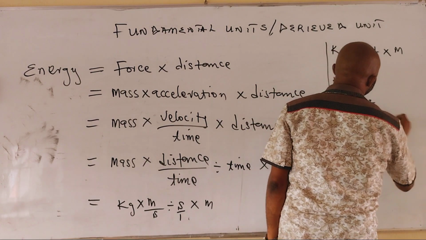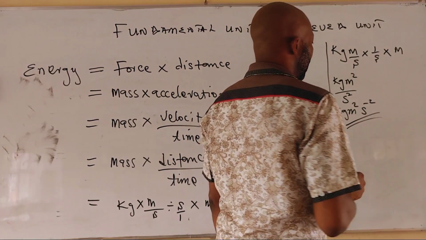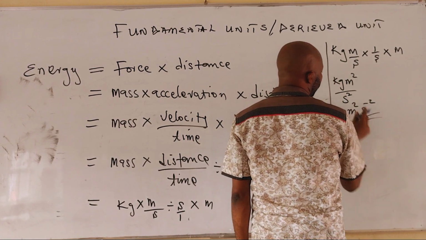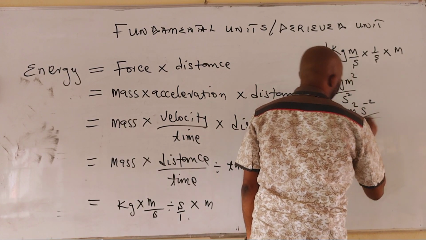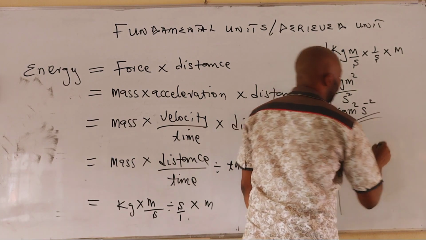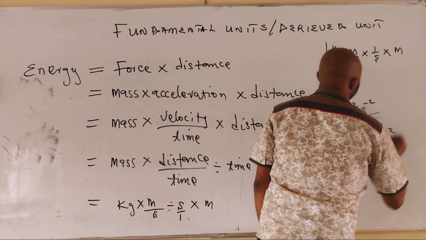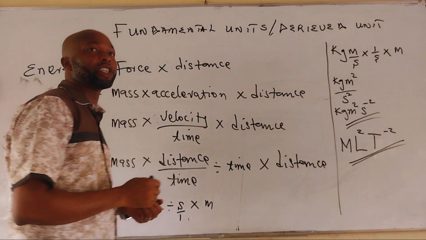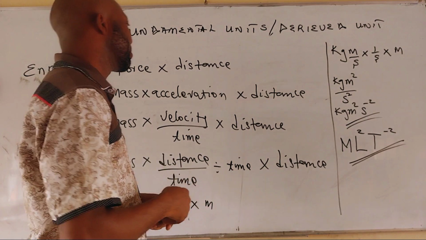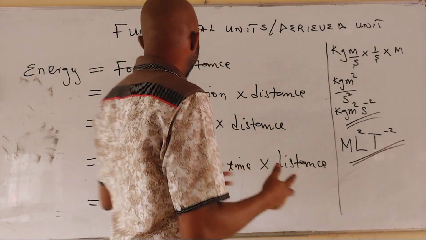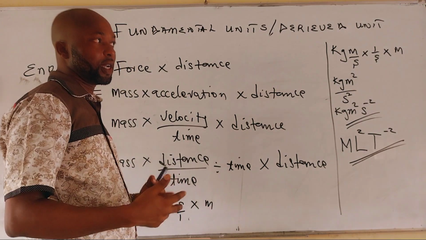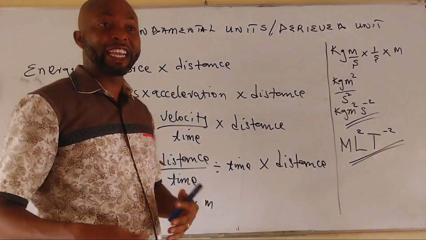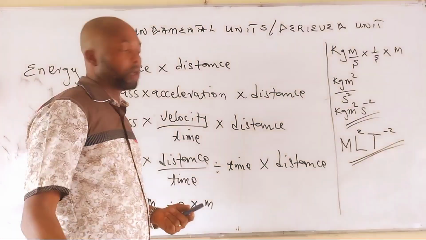Now, what would be the dimension for this? The dimension is kg is capital M, meter is length, capital L raised to the power 2, time, capital T minus 2. So this becomes the dimension for energy or the dimension for work. So all of them are the same. If energy is the ability to do work, and work is force times distance, which means the two of them can be used. So we're talking about the energy, we're talking about the work done.